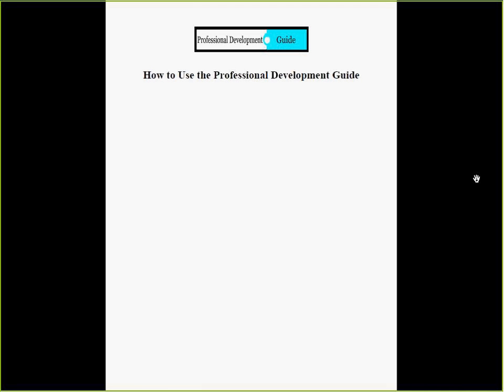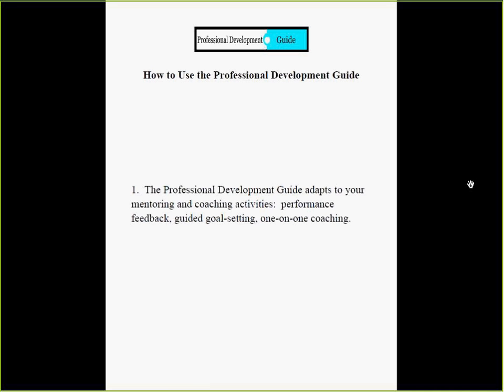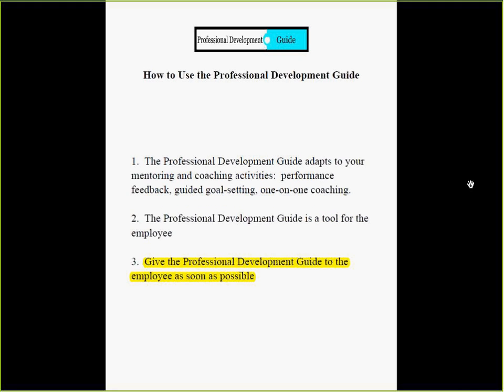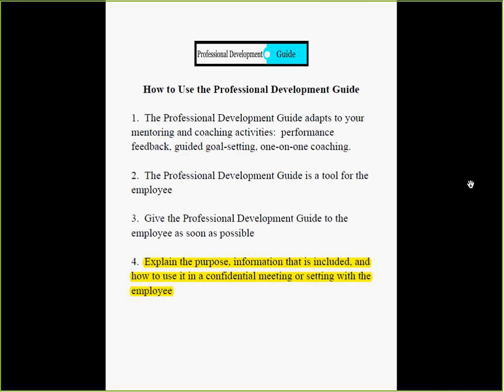Let's now talk about how to incorporate the professional development guide in your company's coaching or mentoring activities. The professional development guide is adaptable. It is used, for example, in performance reviews, goal setting, and one-on-one coaching. It is a tool for the employee to help the person become more self-aware about how underlying personal preferences affect behavior on the job. I recommend that the PDG be given to the employee soon after he or she is hired, or in the case of current employees, soon after the HELM questionnaires are completed.